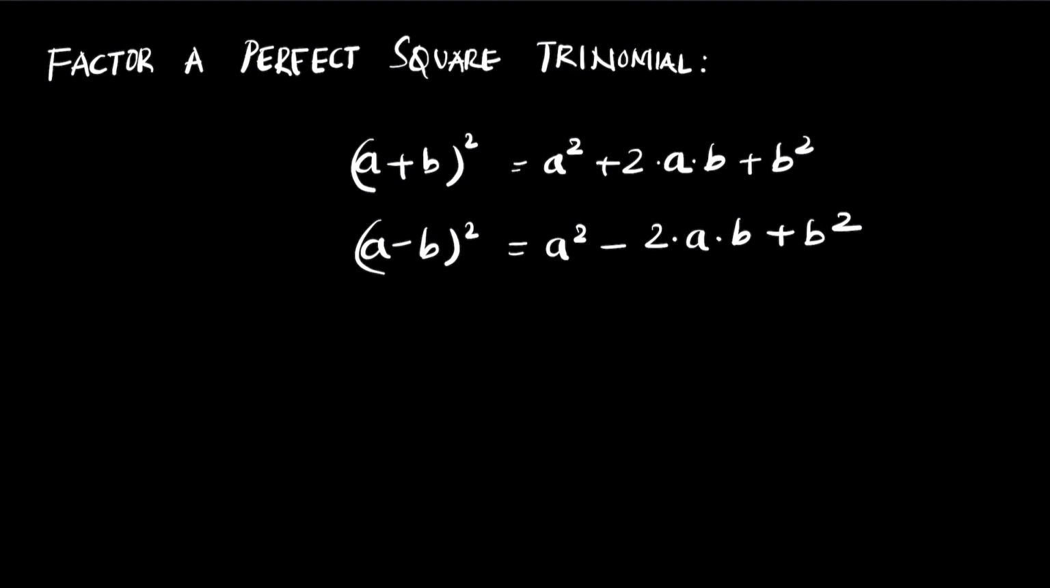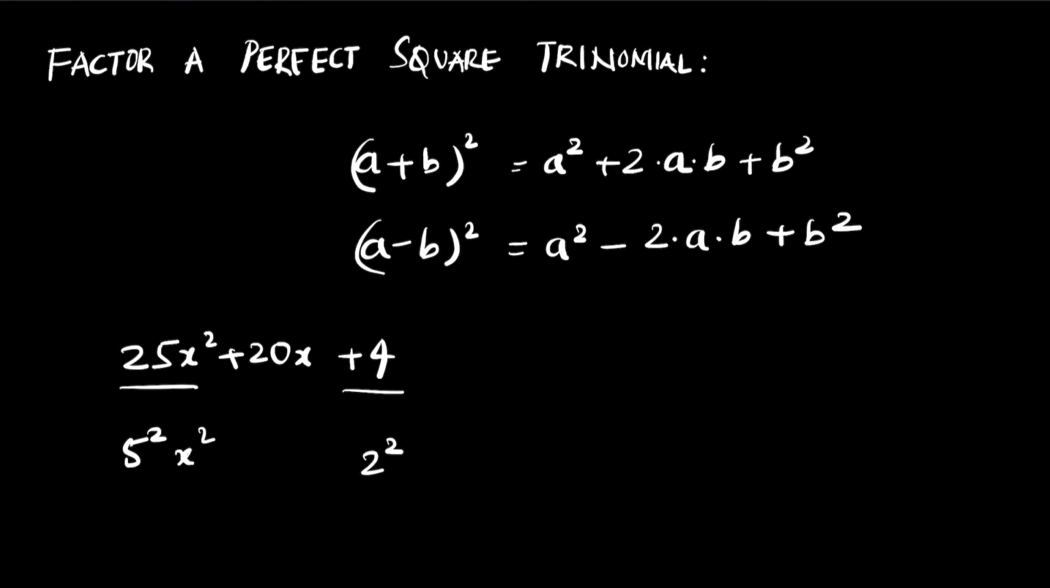Let's say I have 25x square plus 20x plus 4. How can I know whether this is a perfect square trinomial? First check the first term and the last term and see if you can write them as perfect squares. Notice that 25 can be written as 5 square, x square is already a square, and 4 can be written as 2 square.